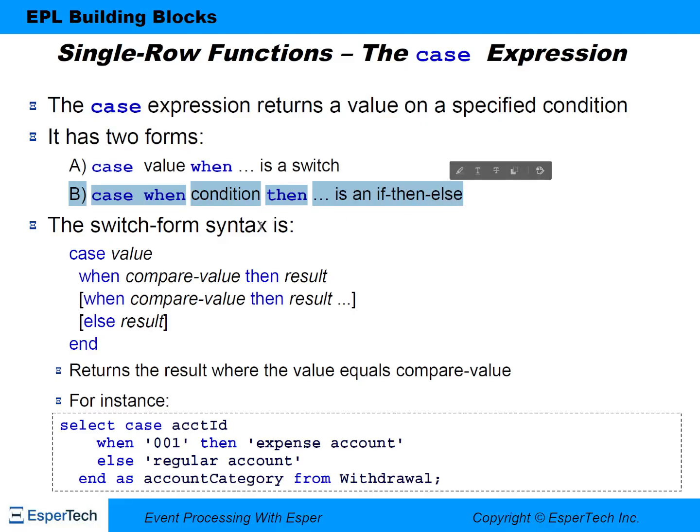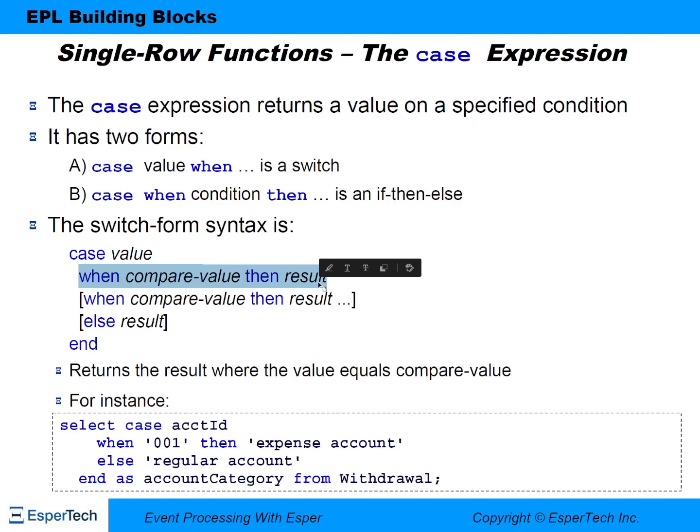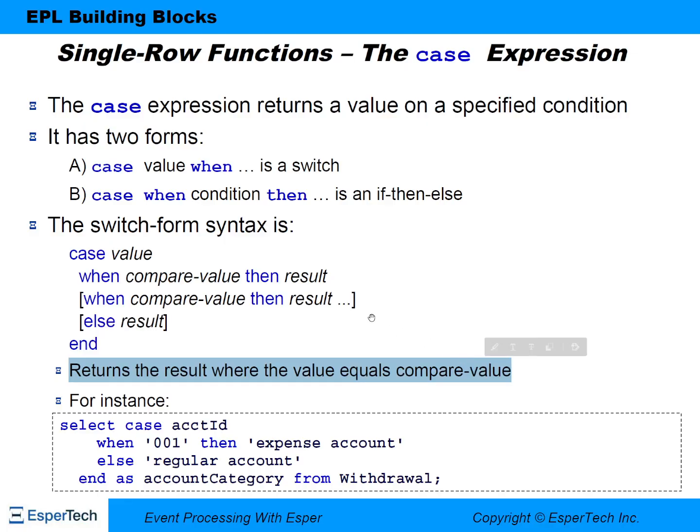The switch form syntax is as follows. Case value. When compare value then result. Optionally, when compare value then result. Optionally, else result. End. The switch form syntax returns the result where the value equals compare value.